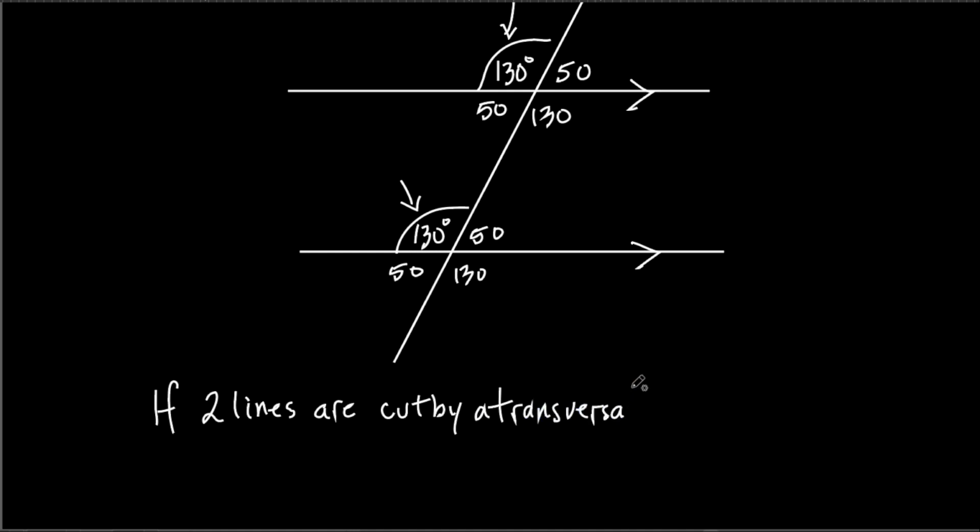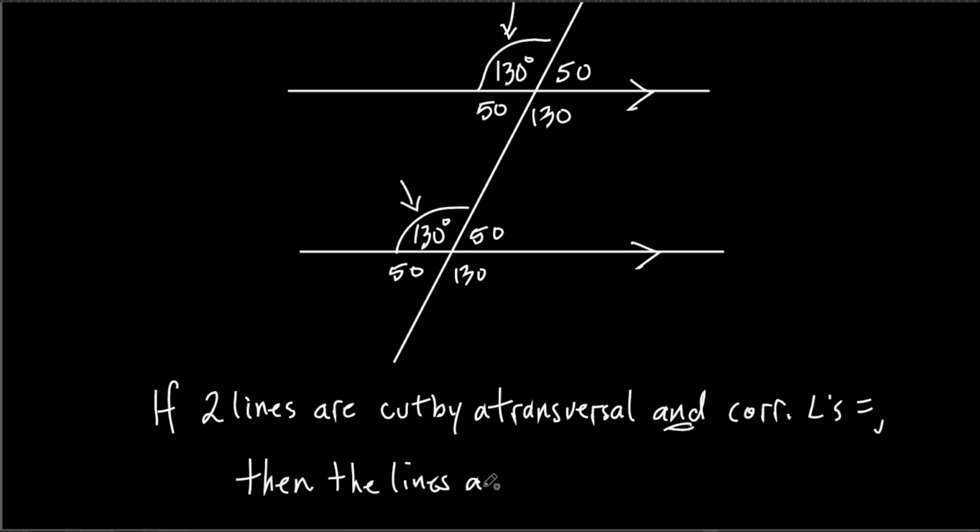Then, oh, I'm sorry. Not then, not yet. Okay. Transversal. And the corresponding angles are equal. Isn't that what they told us at the beginning of this? They said that 130 and 130 are the same, and they're corresponding angles, and so they're equal to each other. So if two lines are cut by a transversal and the corresponding angles are equal, then what must be true about those two lines? That's right. Then the two lines that we talked about earlier are parallel.